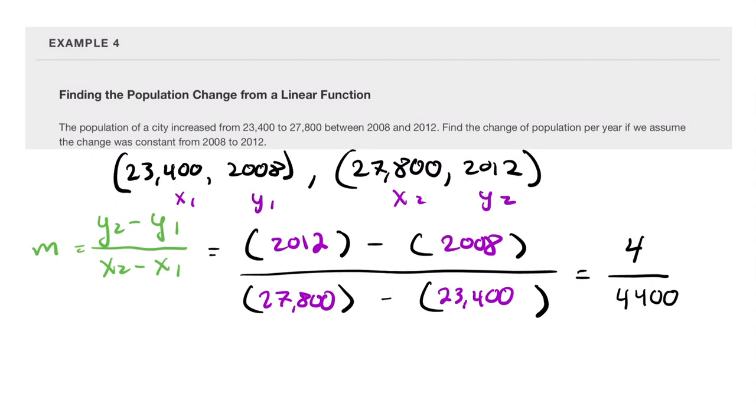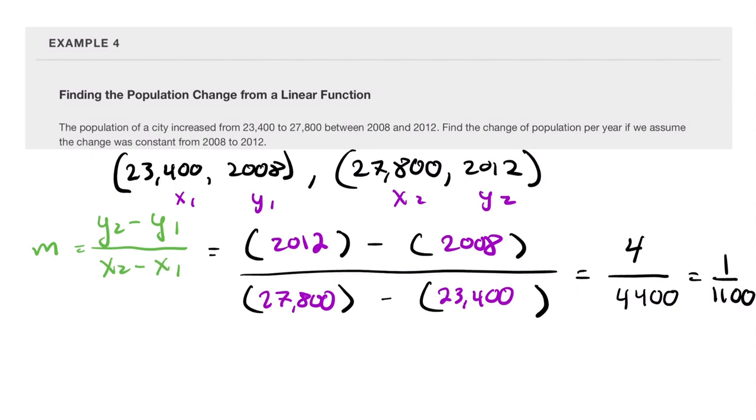So it looks like we get 4 over 4,400, which is 1 over 1,100. Whatever that decimal is, that's how much the population is increasing per year. Did I get this backwards? I feel like I got it backwards. I feel like this is backwards.